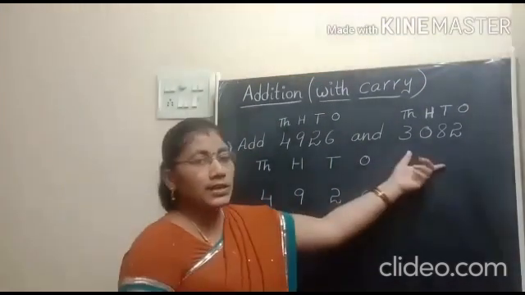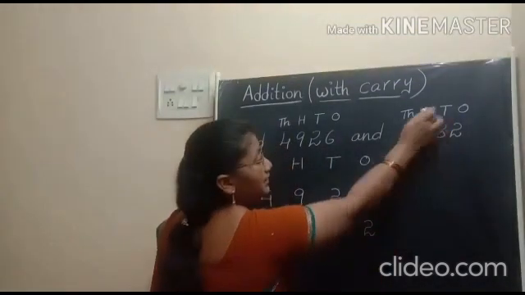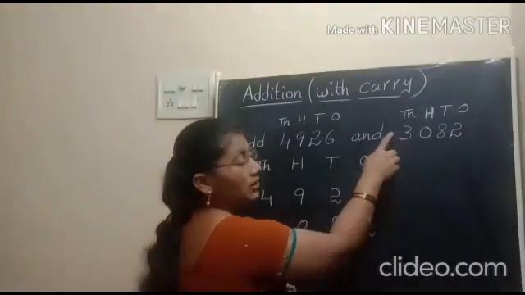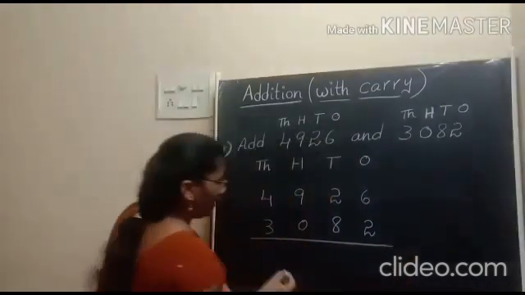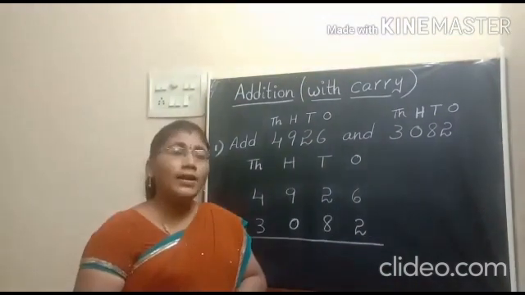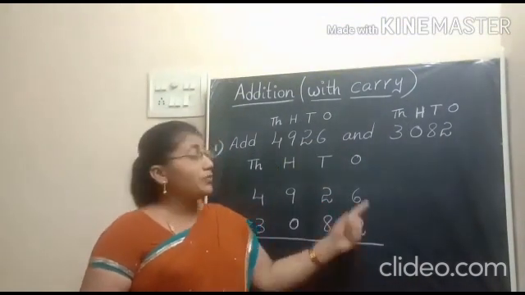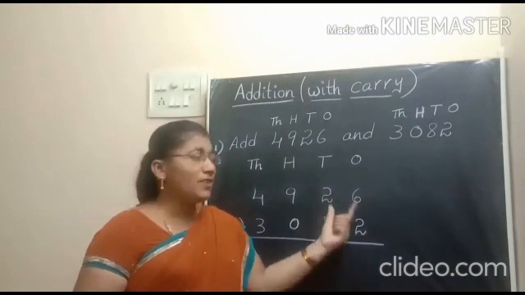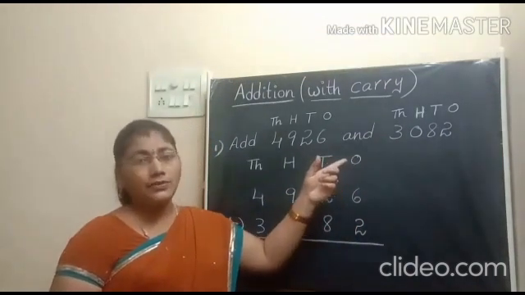Now we should write the second number. Here 2 is in the ones place. 8 is in the tens place. 0 is in the hundreds place. And 3 is in the thousands place. And we should use plus because we are doing addition. While taking addition of two numbers, we should always start from the ones column. Understood, children? That means we should add the digits in the ones place at first.